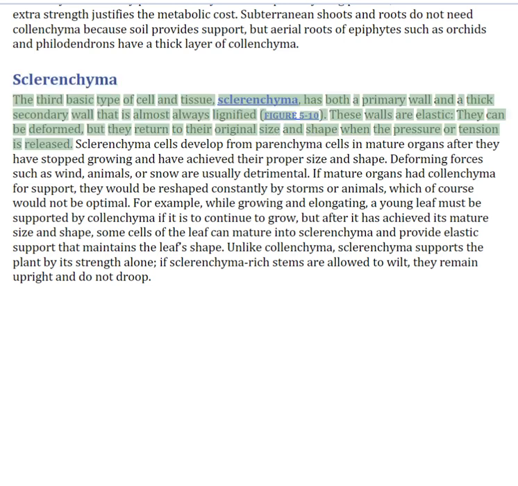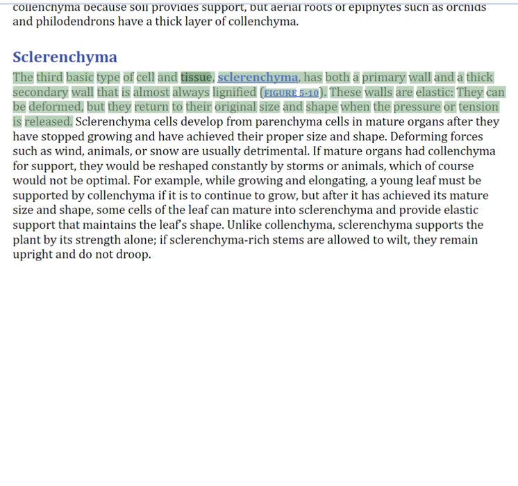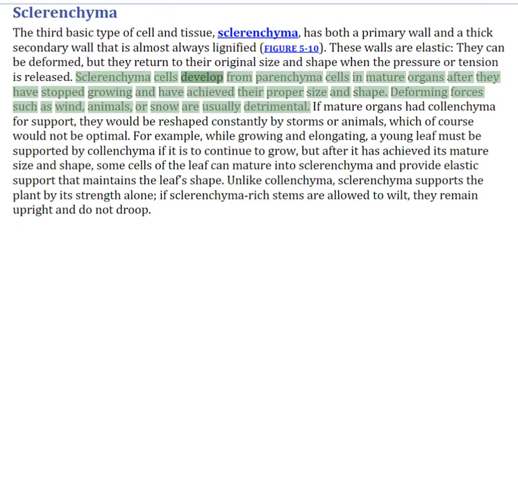Sclerenchyma. The third basic type of cell and tissue, sclerenchyma, has both a primary wall and a thick secondary wall that is almost always lignified. These walls are elastic. They can be deformed, but they return to their original size and shape when the pressure or tension is released. Sclerenchyma cells develop from parenchyma cells in mature organs after they have stopped growing and have achieved their proper size and shape.